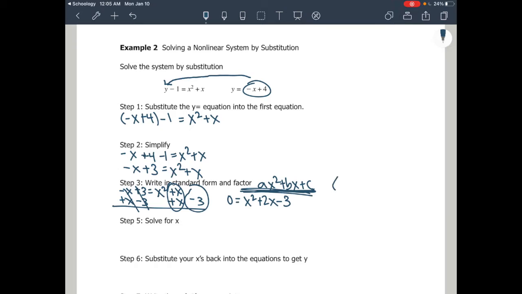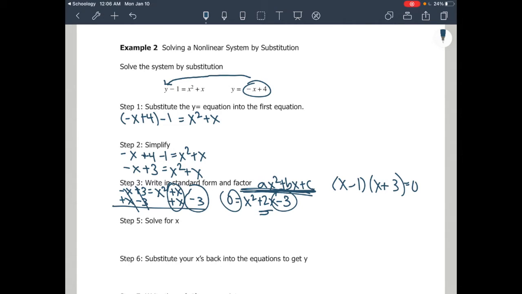To factor this, we get x's, and we know we need factors that multiply to be negative 3 but add to be positive 2. The only factors of 3 are 3 and 1, and we want them to become 2. So positive 3 and minus 1 will become 2. And we know this equals 0, right? Because that's what we're getting there.